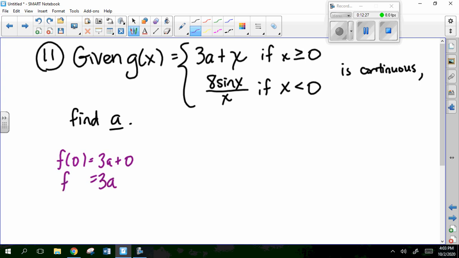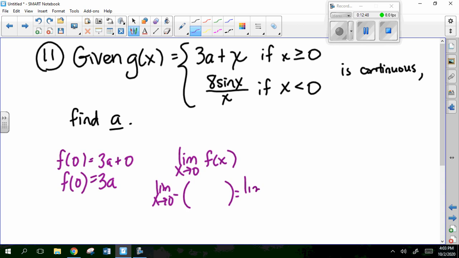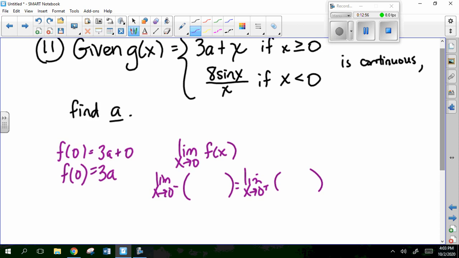So f of 0 equals 3a, and that by itself doesn't really help me with anything. But it also means that my limit as x approaches 0 of f of x must exist. Well, if that must exist, then the limit as x approaches 0 from the left is in fact equal to the limit as x approaches 0 from the right. And so maybe that'll give me an equation to help me solve for a.